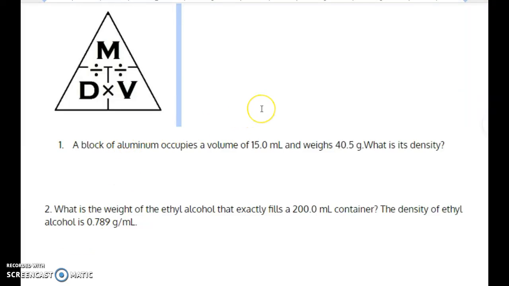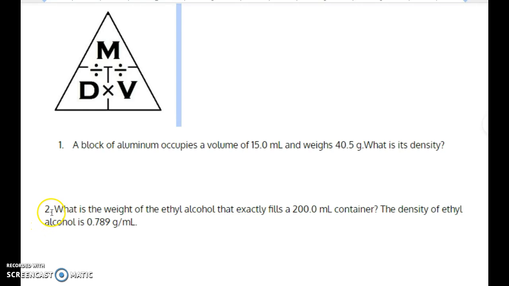Okay, for this part you need a calculator, of course. I gave you the density triangle. I know, really nice. Here we go. A block of aluminum occupies a volume of 15 milliliters and weighs 40.5 grams. What is its density? Identify what is the density, the mass, and the volume, and do the math. Remember your units.